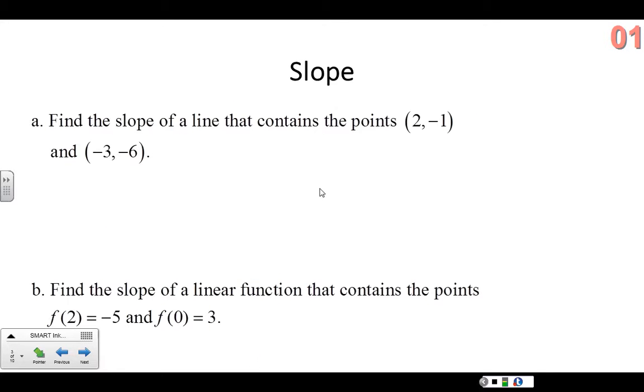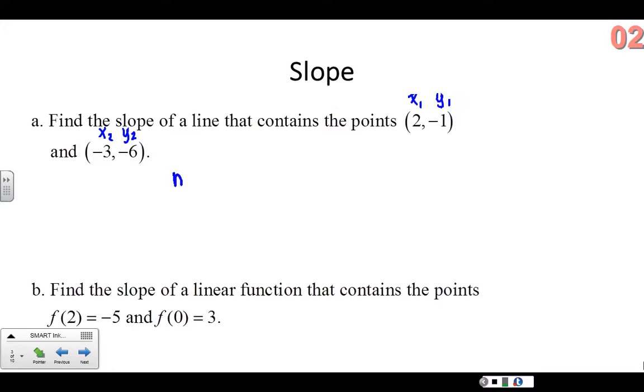So here's a problem they want us to try. Find the slope of a line that contains the 2 points, (2, -1) and (-3, -6). So what you can do to make sure that you have your information organized, you can label your points. I'm going to label this first one x1, y1. That ordered pair both have the subscript 1. That's not an exponent, it's just a name. And then the point (-3, -6), we're going to label that as my x2, y2.